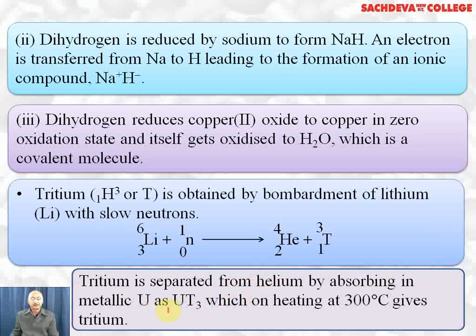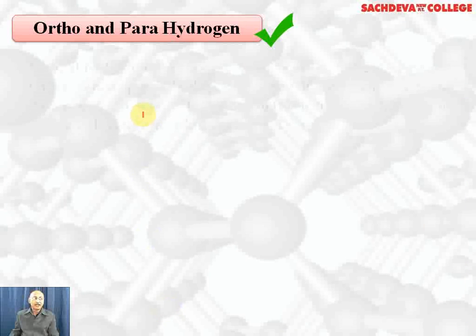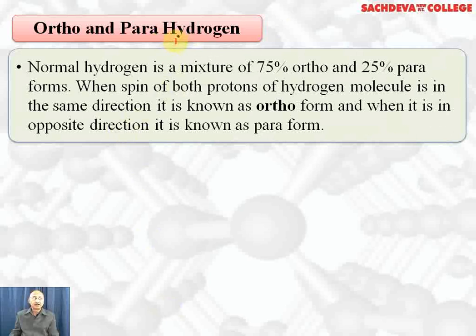gives back tritium. Ortho and parahydrogen are isomers or allotropes of hydrogen. Normal hydrogen is a mixture of 75% ortho and 25% para forms. Hydrogen is the lightest element, so in the hydrogen molecule, the protons of the hydrogen molecule spin. So there are two nuclei. If the protons of both the nuclei spin in the same direction, we call it ortho form, and when they spin in opposite directions, we call it para form.